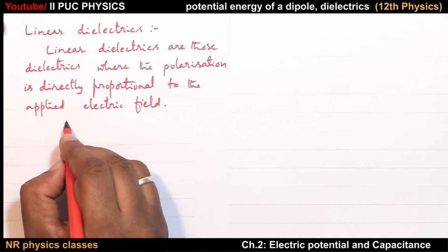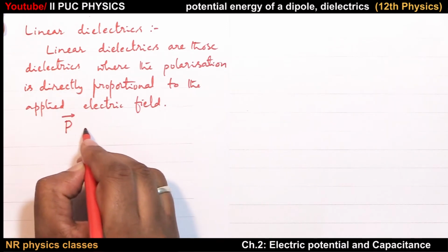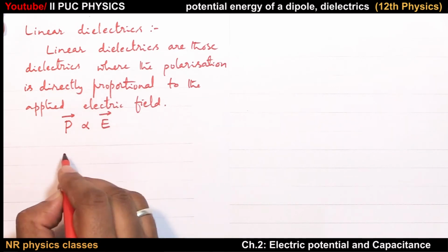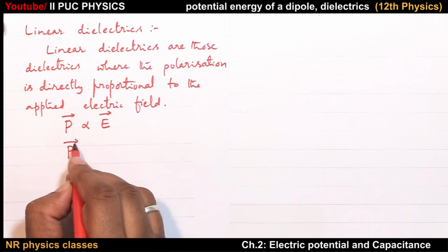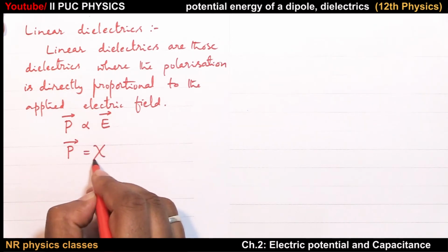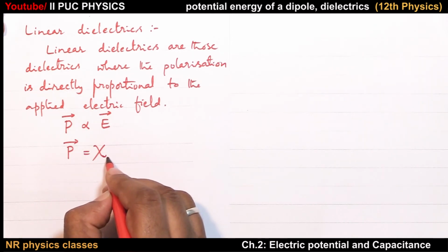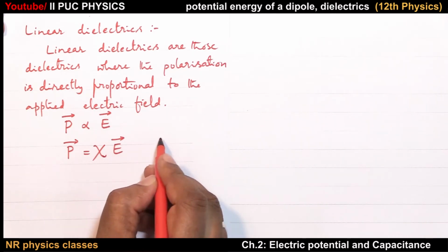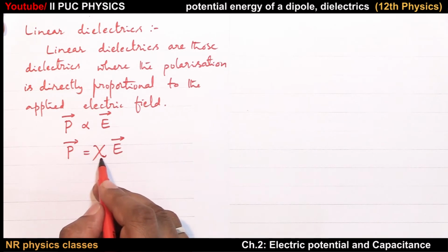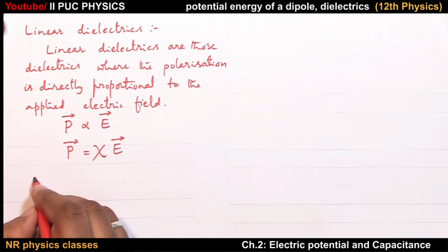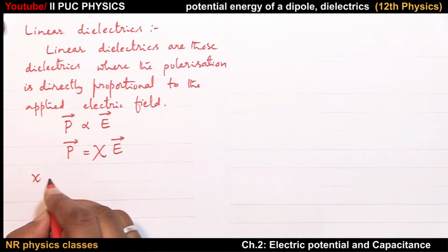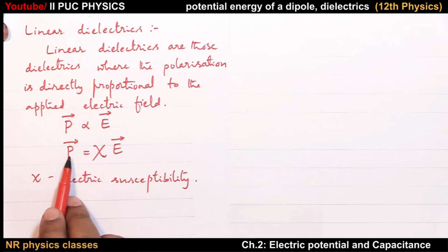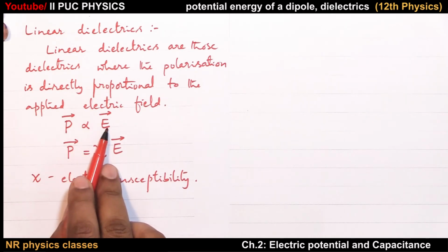So polarization is proportional to the applied electric field, or polarization is equal to some constant times E. This constant is called chi, just like alpha, beta, gamma. One more term, chi. This chi is called electric susceptibility. And what is the meaning of polarization being directly proportional to electric field?